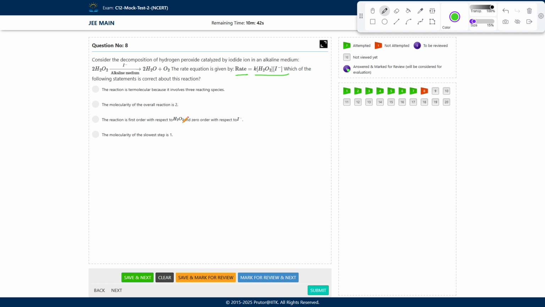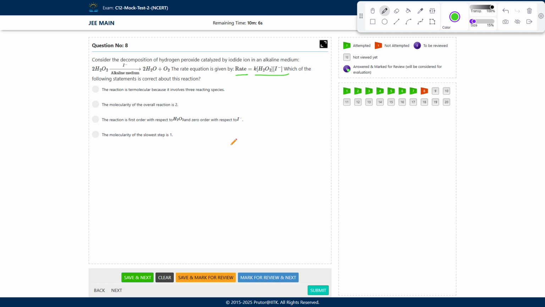It will form some intermediate, and then the second step will follow, where the final product will be obtained. Okay, so the first step is the slowest step, where the H2O2 molecule is going to react with the I negative molecule. That means 2 molecules are going to react with each other, and as per the definition, molecularity is the number of colliding molecules that undergo the suitable collision and convert to the correct product.